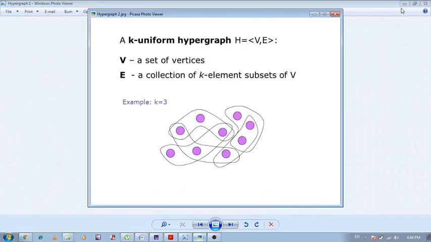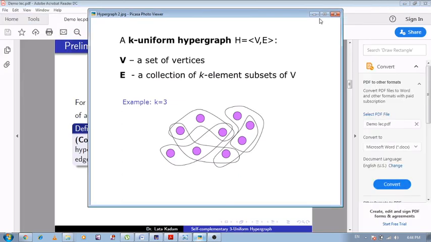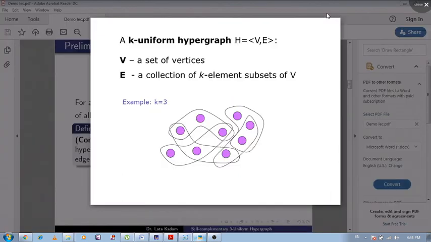Now let us see another example. Here V is the set of vertices and E is the collection of K-element subsets of V. Then we know that the hypergraph is said to be a K-uniform hypergraph. Now let us consider an example for K equal to 3, that is a 3-uniform hypergraph. If we observe, these are the edges containing exactly 3 vertices, as given in the picture. Okay, this is an example of a 3-uniform hypergraph.